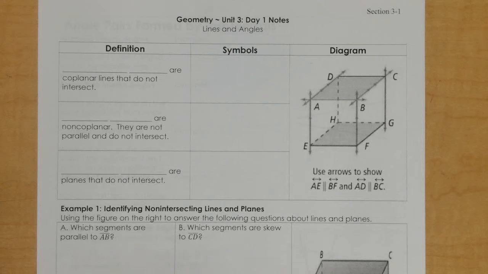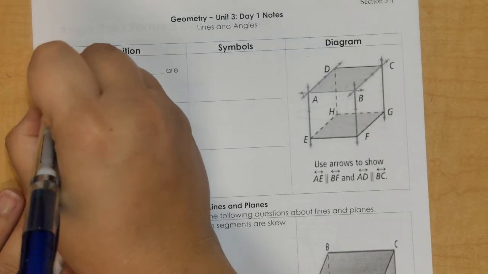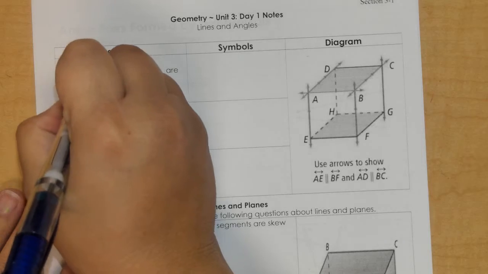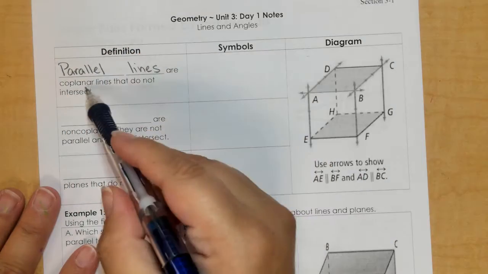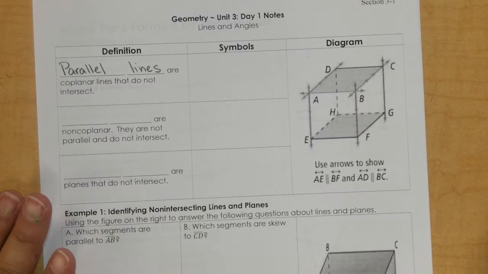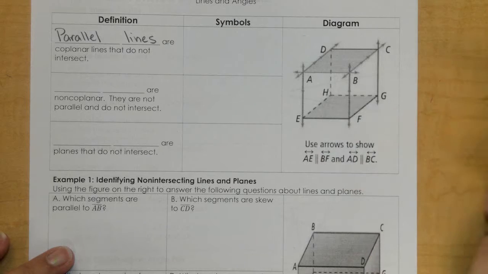For Unit 3, Day 1 notes, this is over lines and angles. For the first definition, we're going to fill in parallel lines are coplanar lines that do not intersect. The symbol for these is those two little lines that are together. They're a little bit longer than a 1.